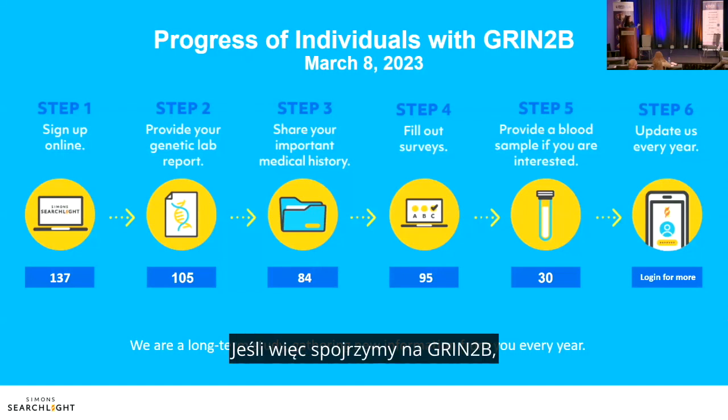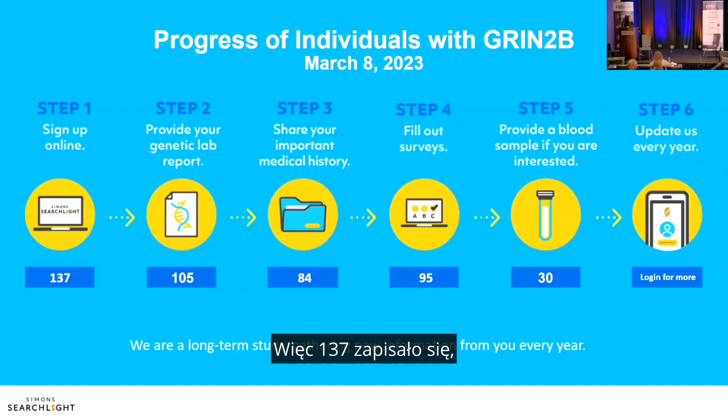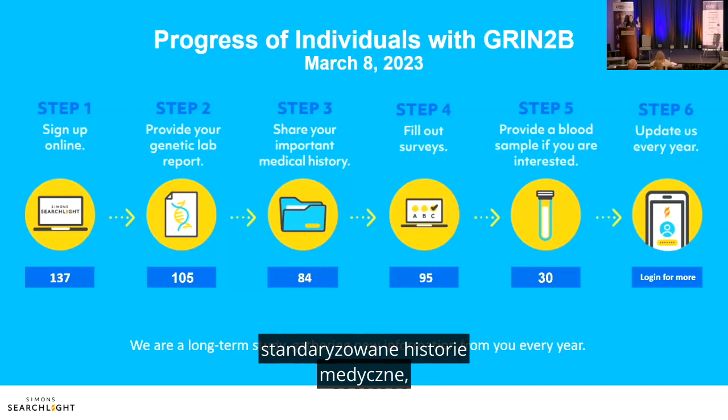And so if we look at GRIN2B, GRIN2B, awesome data. This is really amazing, right? When I first came here, these were just in the double digits. So 137 have signed up, 105 have confirmed their genetic reports, 84 have shared their standardized medical histories, 95 have filled out surveys. We have 30 who have provided samples. So this is really great. This is a lot of strength in numbers.